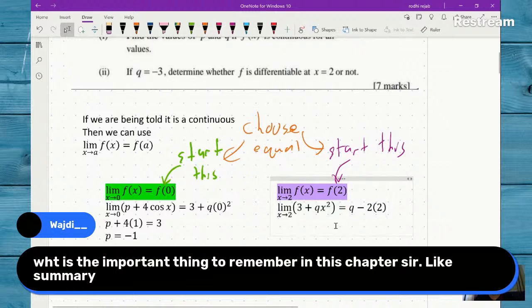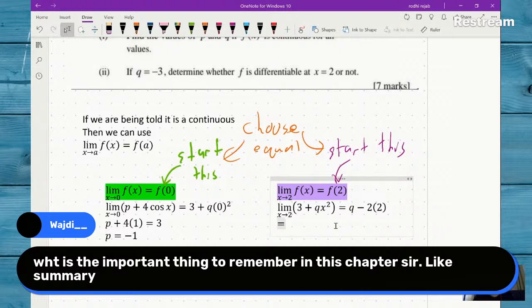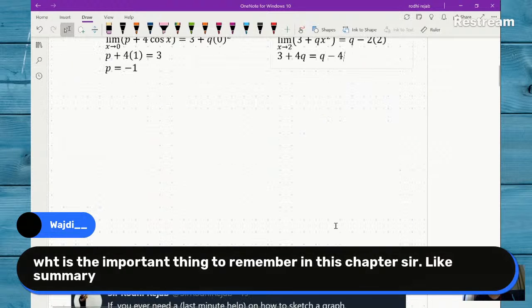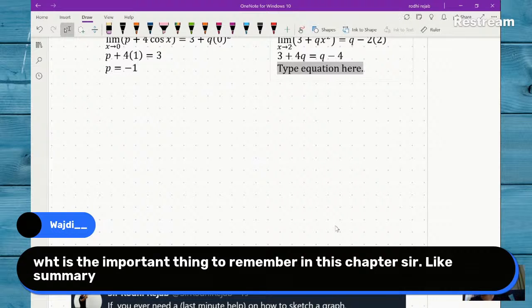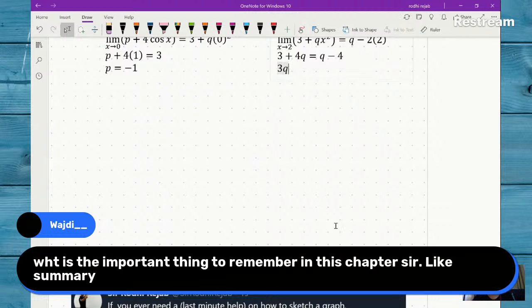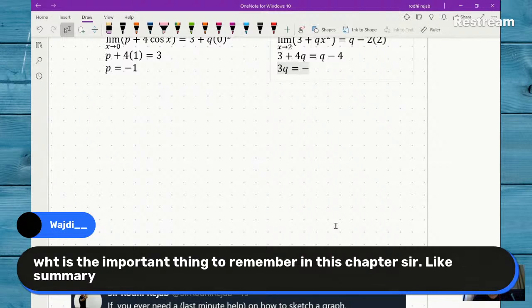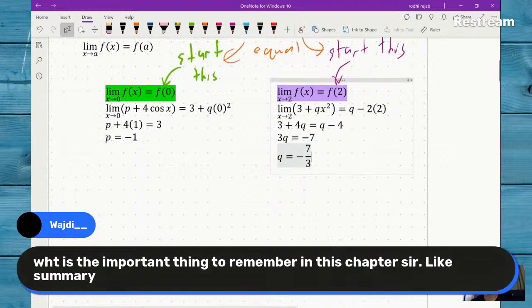Let me finish this one. Let's do the right hand side first. That's a lot easier. On the left hand side, 4. I got 4Q. 3Q equals to -7. And am I doing it correctly? So that will be the answer.